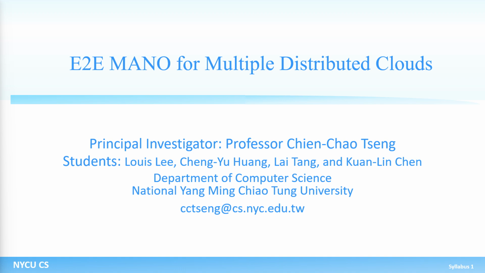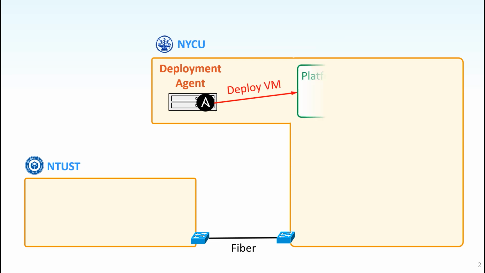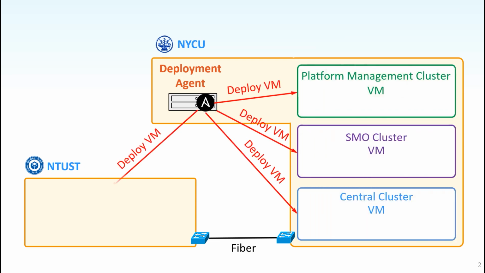We are demonstrating end-to-end MANO for multiple distributed clouds, supervised by Professor Chien Chao Tseng. We have two server rooms connected with private fiber, one in NYCU Hsinchu and one in NTUST Taipei. First, we run an Ansible playbook from the deployment agent to create virtual machines.